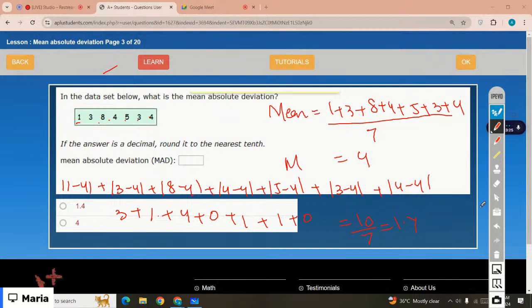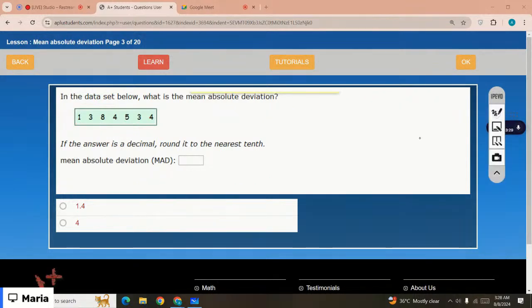So the correct option is 1.4. Option number 1 is the correct option.